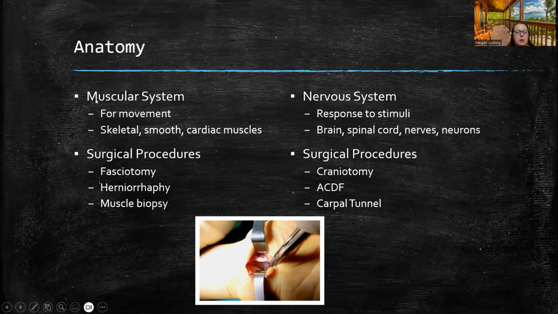So some procedures related to the muscular system. This term here, fasciotomy. So incision into the fascia. So fascia is a really dense connective tissue that surrounds bundles of muscle. So you're going to see it on the outside of muscle. And sometimes we have to cut into it to relieve pressure. Maybe there was a fracture and we have to relieve that pressure, or you're going to cut off blood supply.